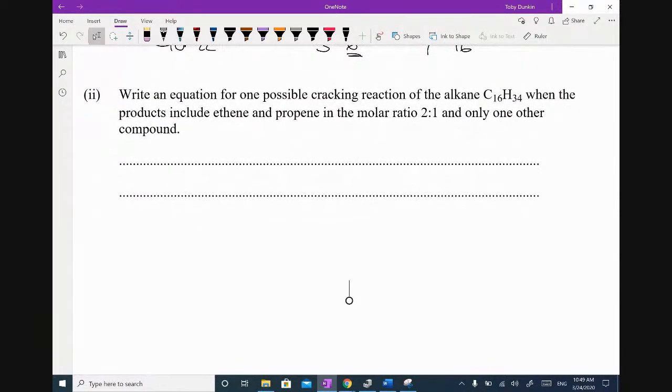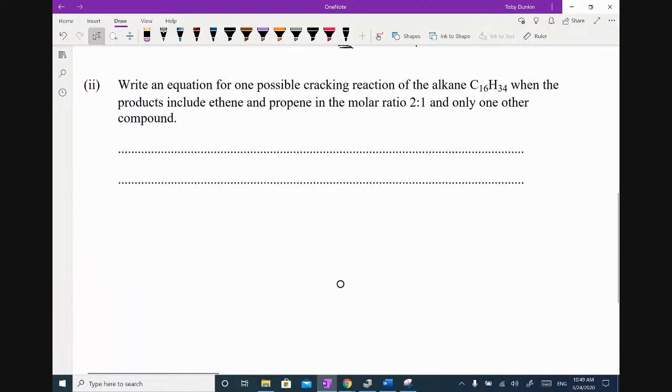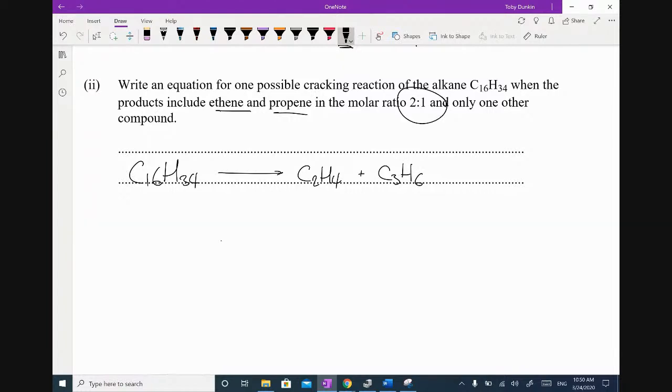So write an equation for one possible cracking reaction of the alkane C16H34 when the products include ethene and propene in a molar ratio of 2 to 1 and one other compound. Much higher. Pause the video. Have a go, please. Right, here's your answer. So C16H34. Right. Okay, so now we need to produce ethene and propene. C2H4 for ethene. Propene, C3H6. In a 2-to-1 ratio, and the 2-to-1 applies to these guys. So 2 ethenes to 1 propene. So 2 of those and 1 of those, and one other product.